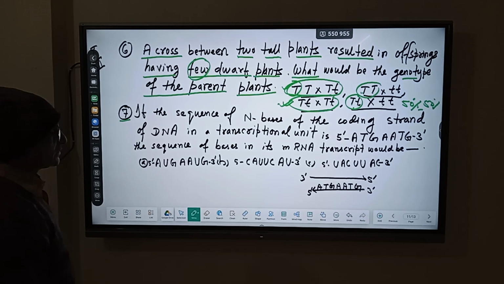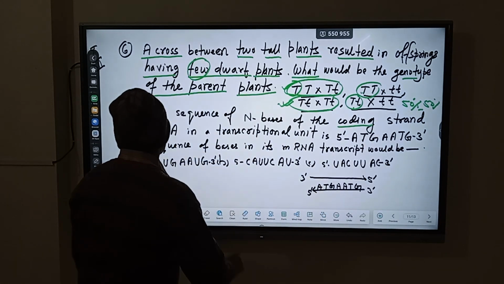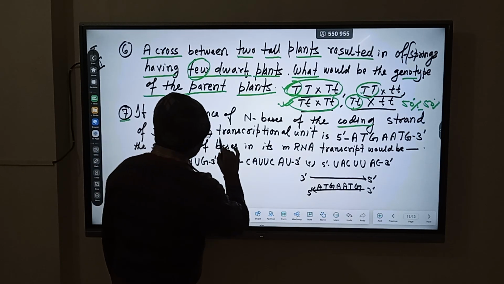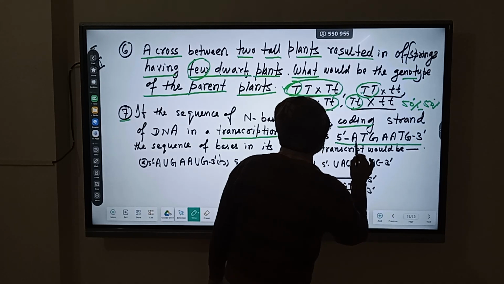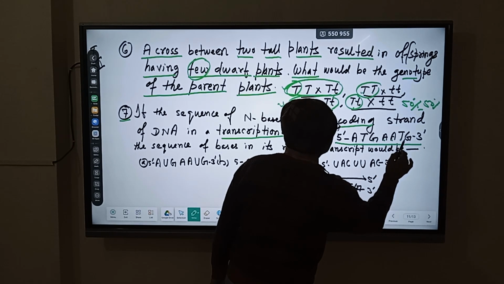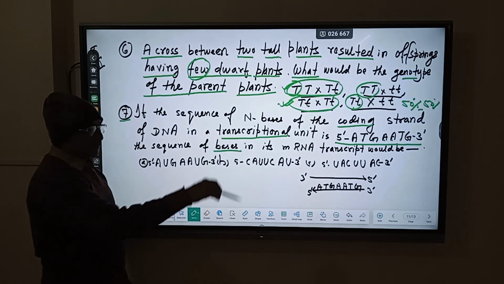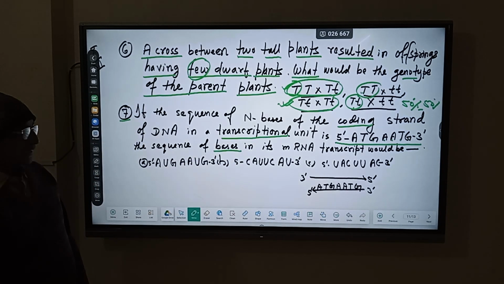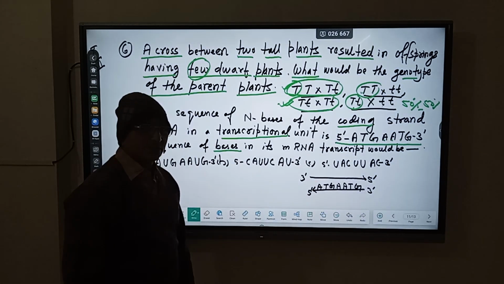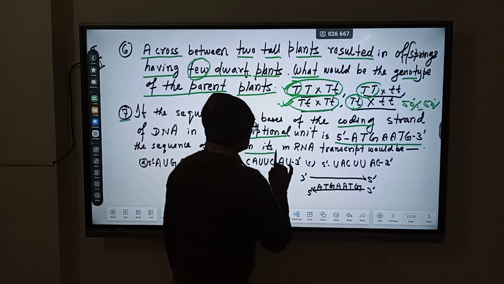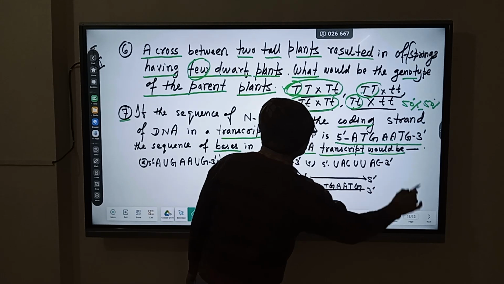Seventh question. If the sequence of nitrogenous bases of the coding strand of a DNA in the transcriptional unit is, in the 5' to 3' direction, A, T, G, A, T, G. Now, if you practice this one properly, I think one question will definitely come. This sequence may be changed, but the type will be known. In NEET examination, the messenger RNA transcript would be.